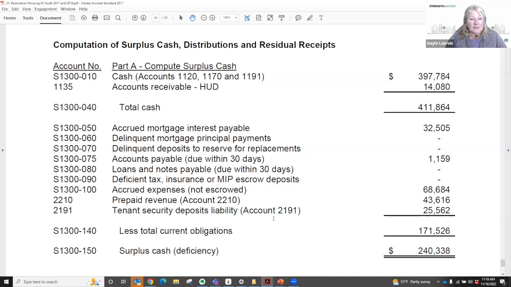So if we look at what's on our balance sheet for liabilities, we've got some accrued interest payable. The fact that that's there tells you there's no debt service reserve, right? We don't have delinquent mortgage payments, thank God. We don't have delinquent deposits for replacement reserves. We do have a few payables that are due within 30 days. So that's a good point. How are your auditors going to know that?